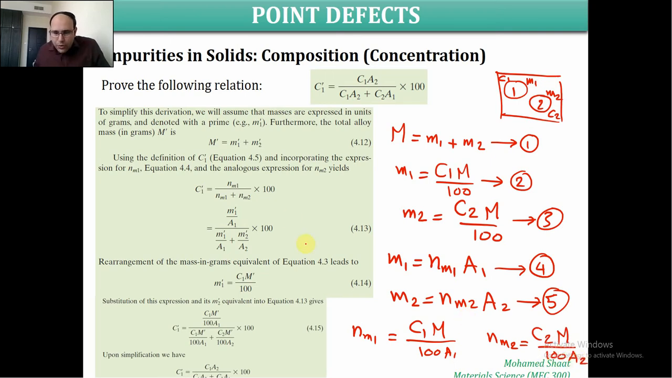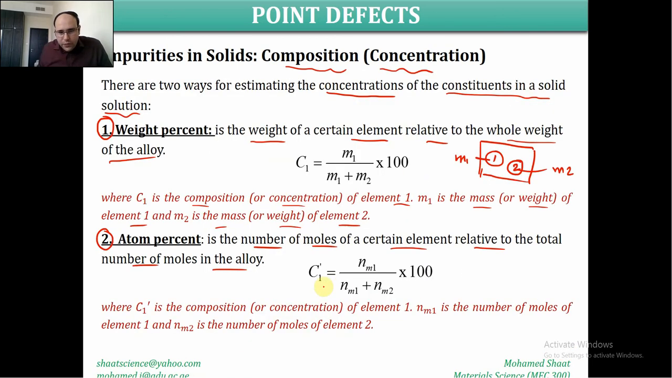So we end up with these two relations that will be considered like a key. Based on this relation, we can simply determine the concentration of element 1 or even element 2 based on the atom percent or the number of moles. So simply, if I ask you what should be C1', according to this definition, C1' is the number of moles of element 1 divided by the number of moles of element 1 plus element 2, times 100.